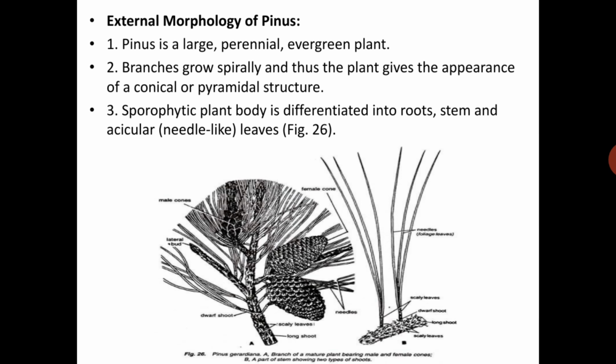Pinus is a large perennial evergreen plant. Branches grow spirally and thus the plant gives the appearance of a conical or pyramidal structure. The sporophytic plant body is differentiated into root, stem and needle-like leaves. As you can see in your diagram, it is a large perennial evergreen plant. Here branches are spirally arranged, right? And here you find needle-like leaves. It is a very important structure.